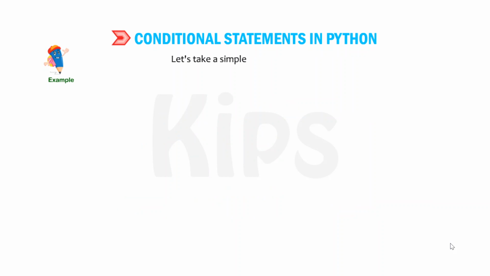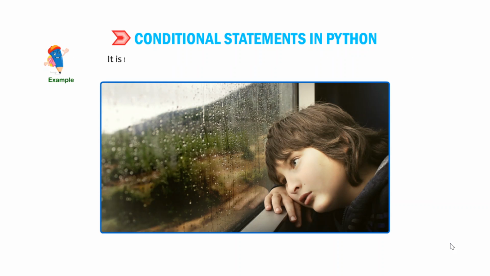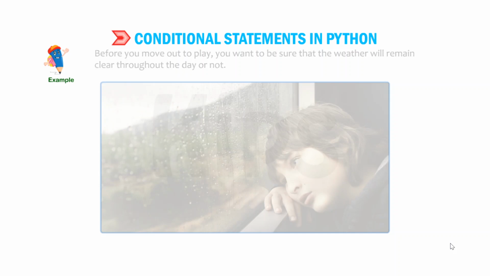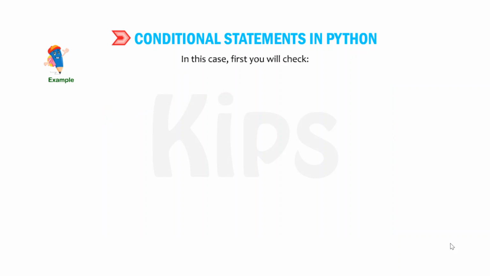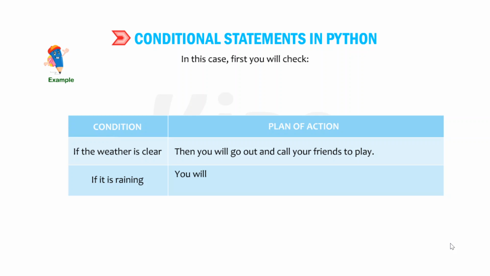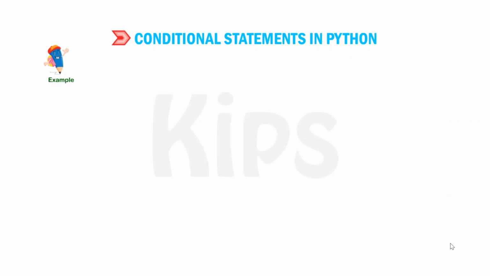Students, let's take a simple real-life example. It is a rainy season and you want to go out and play with your friends. Before you move out to play, you want to be sure that the weather will remain clear throughout the day or not. In this case, first you will check. Condition: if the weather is clear. Plan of action: then you will go out and call your friends to play. Condition: if it is raining. Plan of action: you will sit at home and enjoy watching television or probably read a storybook.